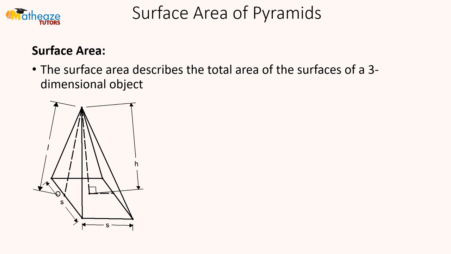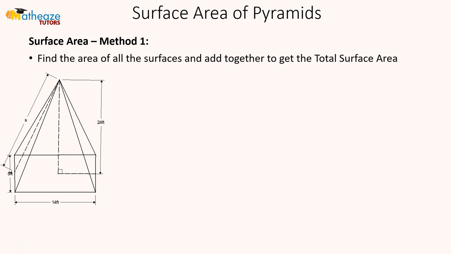So the surface area describes the total area of all the surfaces of a three-dimensional object. So when you have a pyramid, you have 5 different surfaces. In this case, you have 4 triangular surfaces and then a rectangular surface. So you will find the area of each of these surfaces and then add them together. So for the first method, we're going to find the area of all the surfaces and add them together to get the total surface area.